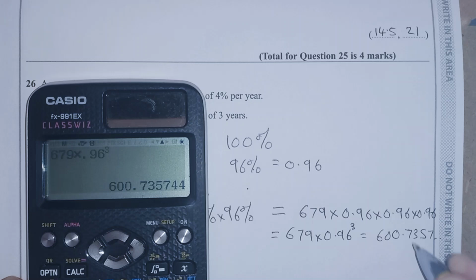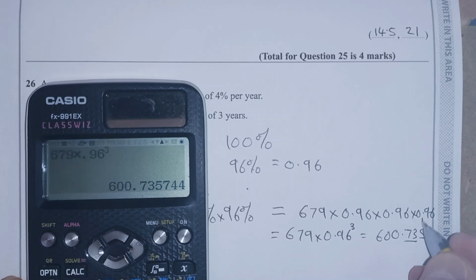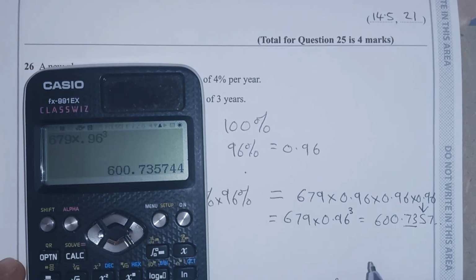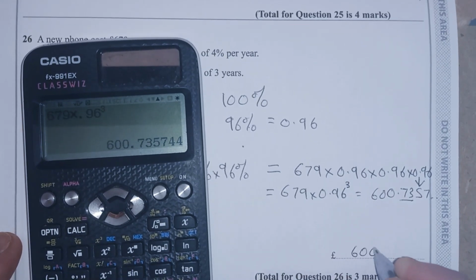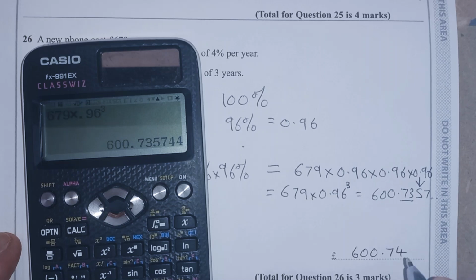600.7357. Because it's money, we're going to want it in pounds and pence, so just 2 decimal places. So we look at the next digit, 5 or more, we round it up, so it's going to be £600 and 74 pence.